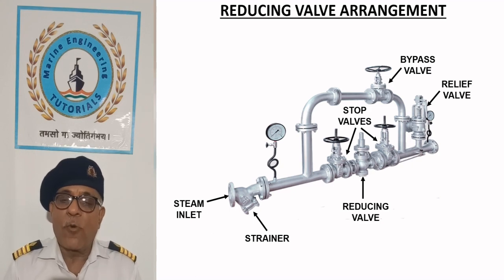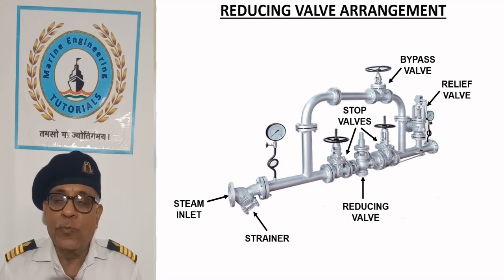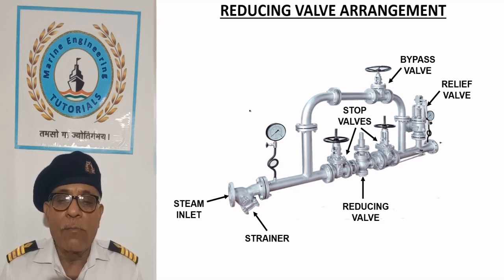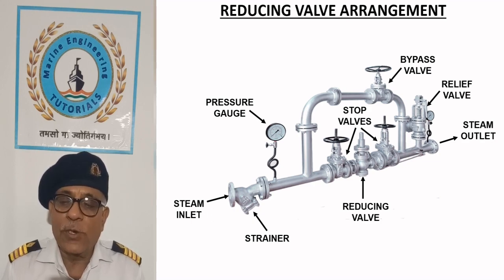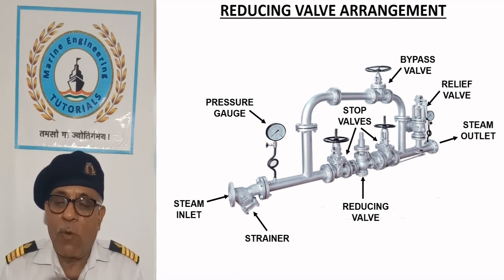A relief valve is provided on the reduced pressure side to prevent the rupture of pipe if the reducing valve does not work properly. To monitor the pressures and adjustment of reducing valve, pressure gauges are provided on inlet and outlet sides.